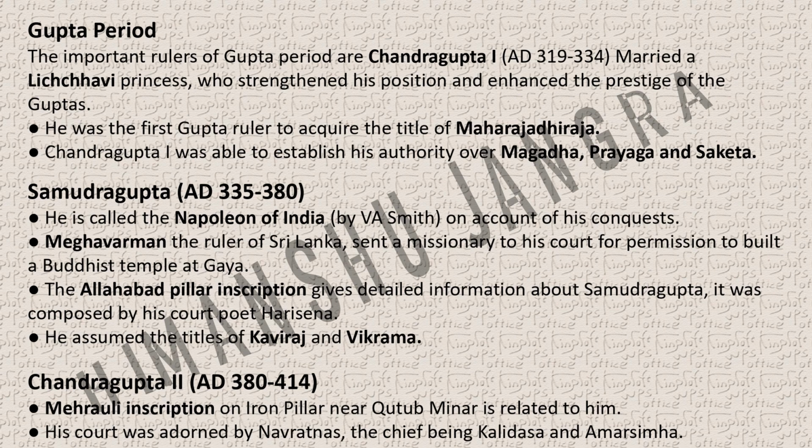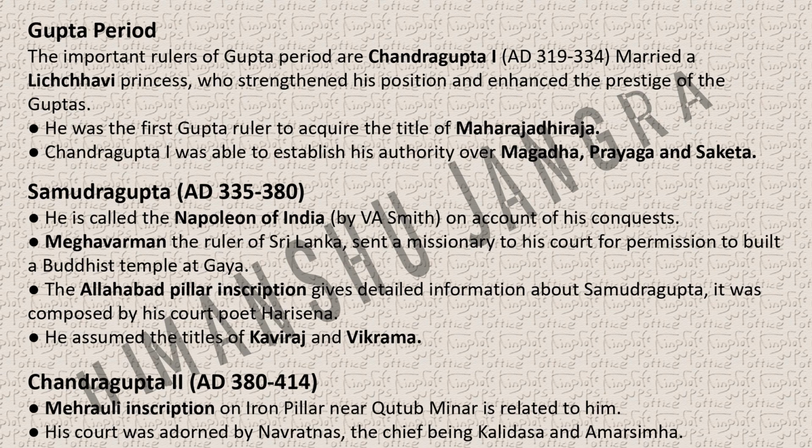Samudragupta, AD 335–380. He is called the Napoleon of India by V.A. Smith, on account of his conquests. Meghavarman, the ruler of Sri Lanka, sent a missionary to his court for permission to build a Buddhist temple at Gaya. The Allahabad pillar inscription gives detailed information about Samudragupta. It was composed by his court poet Harisena. He assumed the titles of Kaviraj and Vikrama.